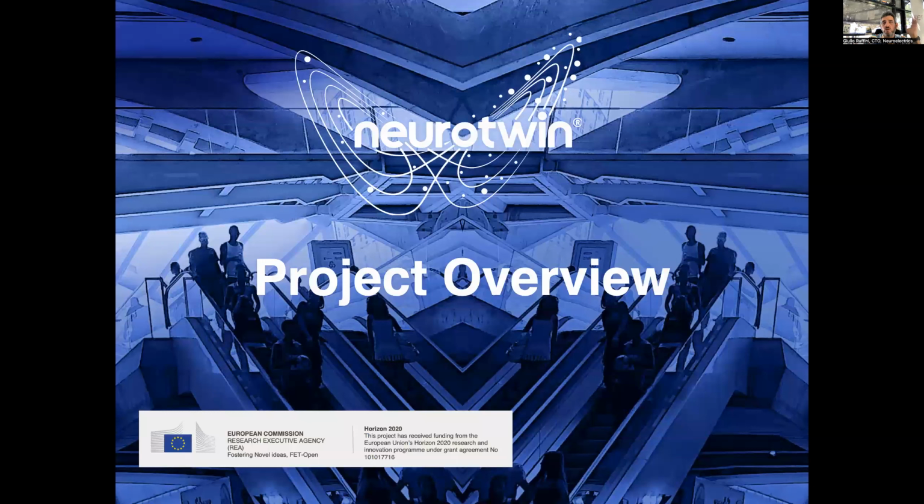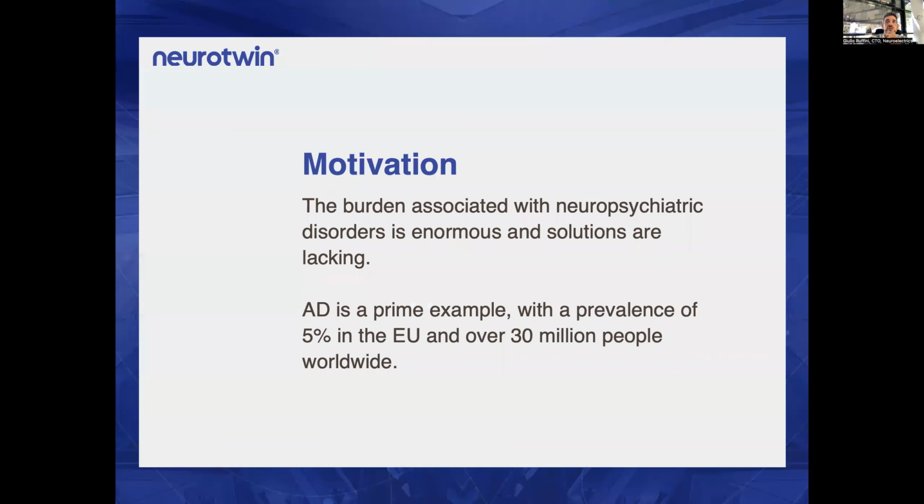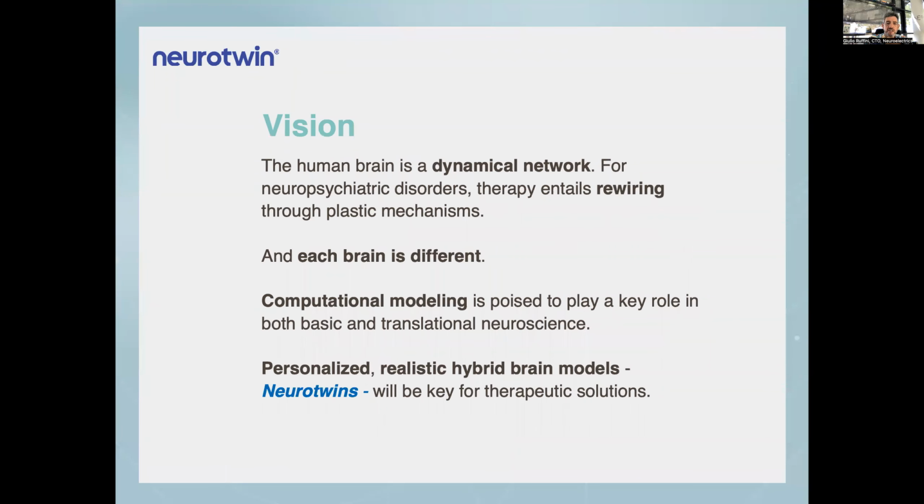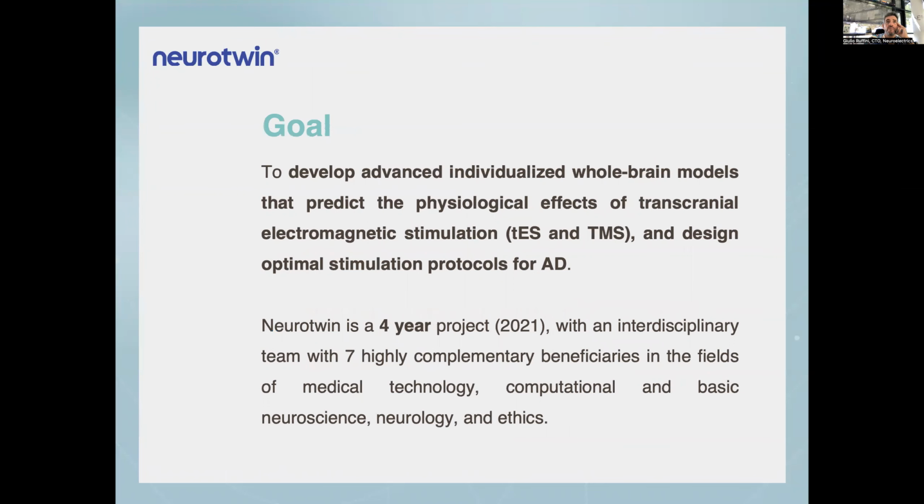So this is part of two projects. The first one is called Neurotwin, and this is funded by the European Commission and in collaboration with other partners that we'll mention shortly. The motivation is to study how to treat patients with Alzheimer's disease, which is a neuropsychiatric disorder with a lot of burden and with many people affected all over the world, right? So the vision, again, is that the brain is a dynamical network and each brain is different. And we would like to personalize treatment for these patients or understand at least what are the mechanisms by which we can stimulate. So the goal is to develop whole brain models that predict the physiological effects of transcranial electrical stimulation and design optimal stimulations for AD.